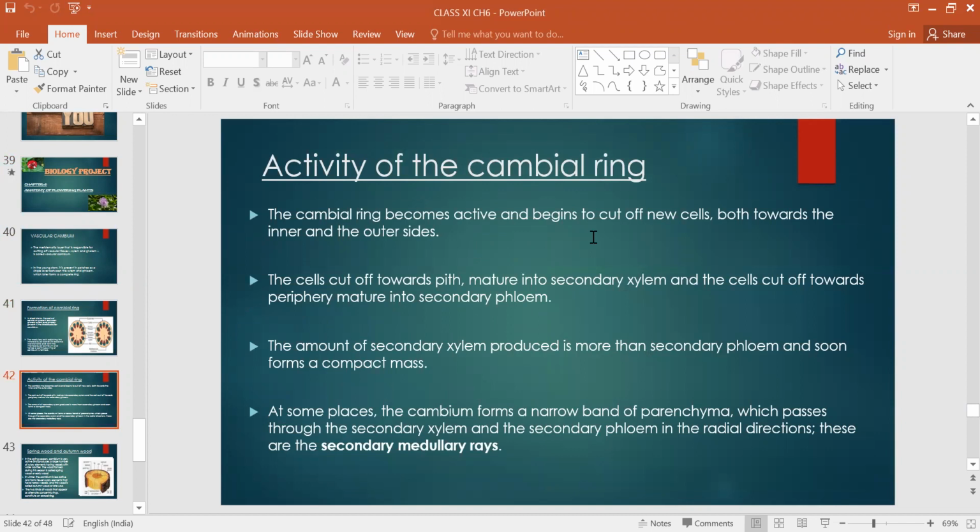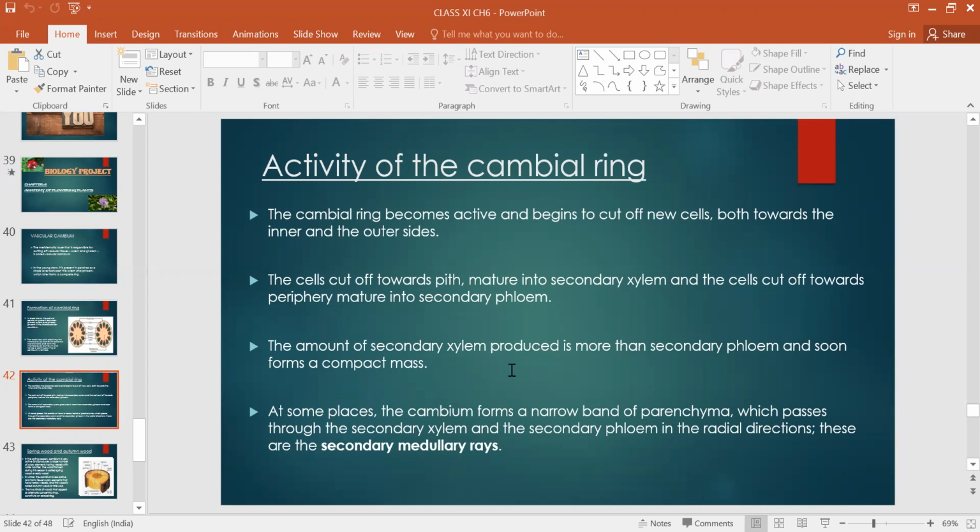Now, what is the activity of this cambium ring? The cambial ring becomes active and begins to cut off new cells, both towards the inner side as well as the outer side. The cells cut off towards the pith, that is the inner side, form the secondary xylem, and the cells which are cut towards the periphery form the secondary phloem.